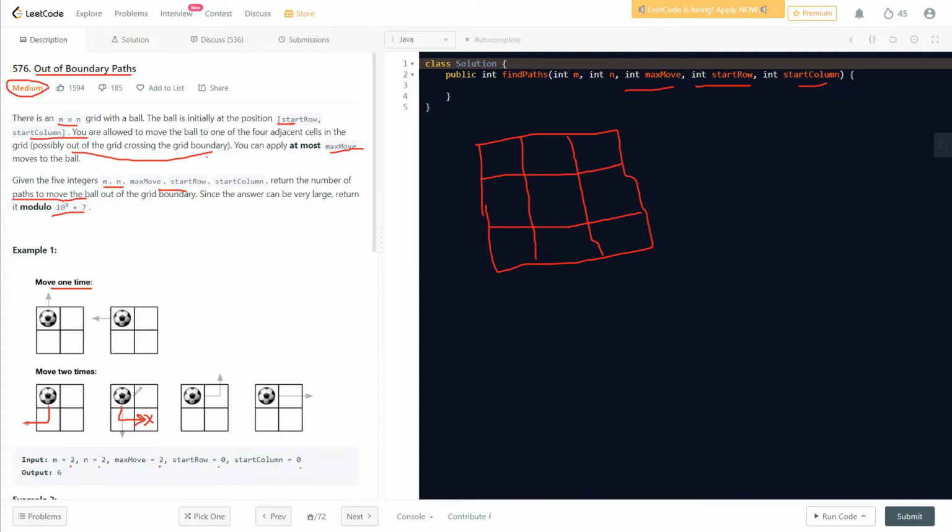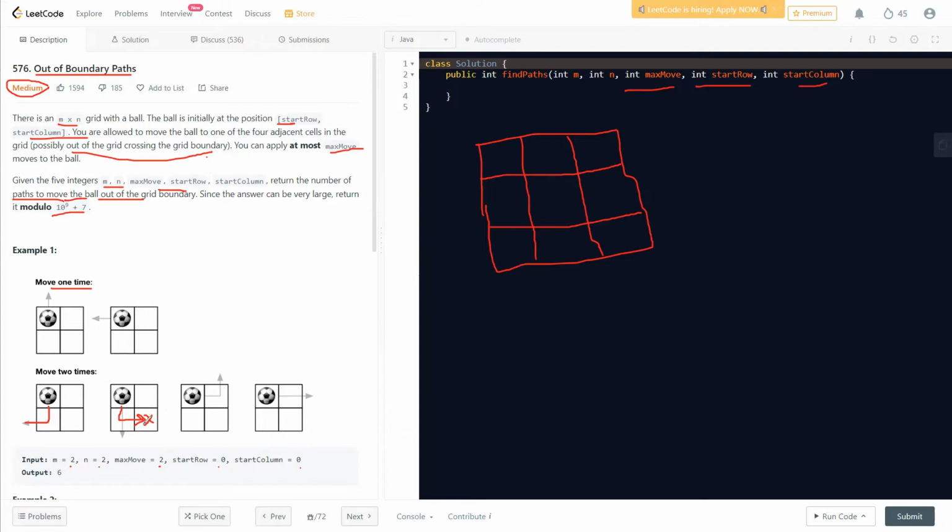The main reason being it doesn't go right just because we have maximum two moves. We can get down in one move, and then moving right is two moves, so two moves are done, but our ball is not out of the grid. Our target is to move the ball out of the grid, right? So our ball is not going out of the grid, so that is the condition we get over here. We cannot go right, so we can see that that's not possible.